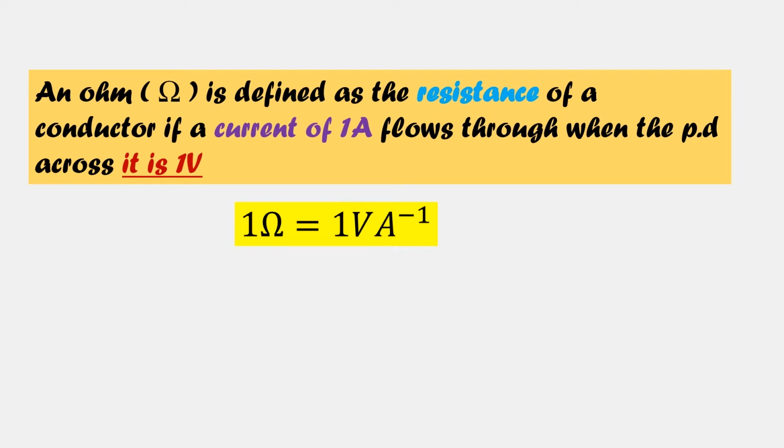And 1 ohm is simply equal to 1 volt per ampere, because resistance from the relationship is given by V divided by I. Remember, V, which is the voltage, is measured in volts, and I, which is the current, is measured in amperes. So this gives us the relationship which we are calling volt per ampere. Therefore 1 ohm is equivalent to 1 volt per ampere.